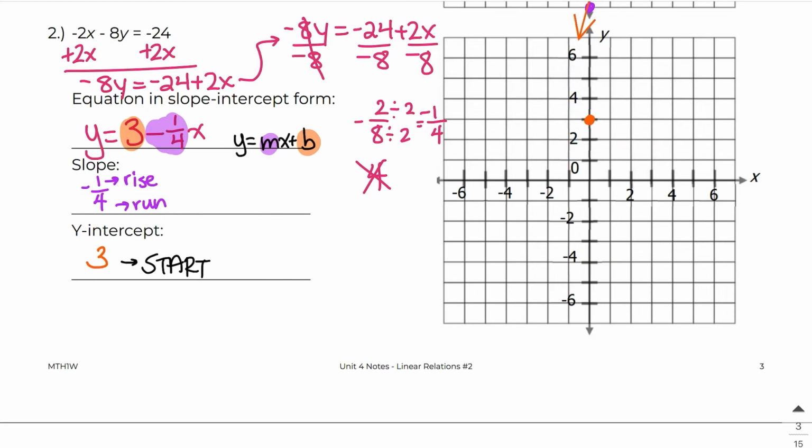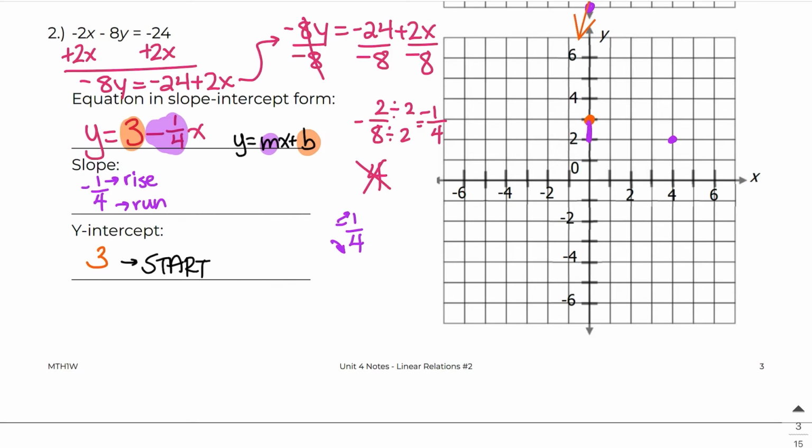Now, if you notice, I don't have enough room to go down by 1 and over by 4 again. So I could go the opposite way. So I could go up by 1 and to the left by 4. But why am I allowed to do that? Well, when I get negative 1/4 as my answer, only one of these numbers is allowed to be negative. So either the number on top or the number on the bottom. Here we made the number on top negative, which is why we went down by 1.